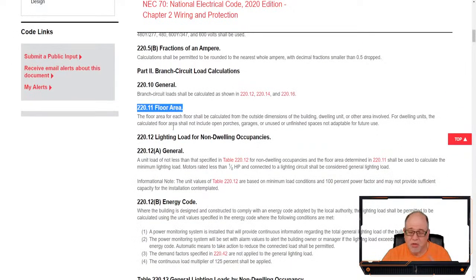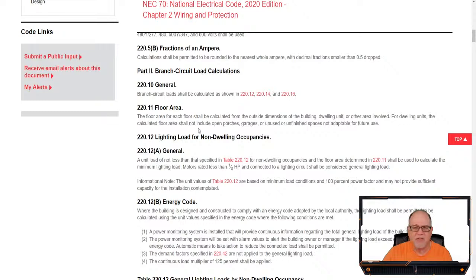Now, this used to be 220.12 when it came to how to do the outside dimensions rule, but it's no longer here. So 220.12 is specifically for non-dwelling occupancies, right? And so we're trying to determine the actual dimensions of our dwelling that we just calculated. So it says for the floor area for each floor, and we had 2 floors, shall be calculated from the outside dimensions of the building, dwelling unit, or other area involved.